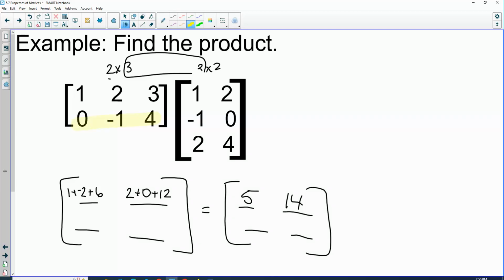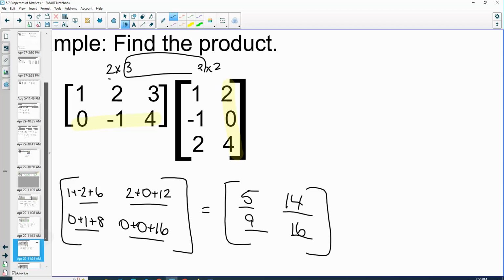Okay, now we move to the second row. Second row, first column. So 0 times 1 is 0, negative 1 times negative 1 is 1, 4 times 2 is 8, and that gives us a 9. Then second row, second column, so 0 times 2 is 0, negative 1 times 0 is 0, 4 times 4 is 16, and we get 16. So 5, 14, 9, and 16. Alright, we did pretty well with that one. Not perfect, but we're doing pretty well.